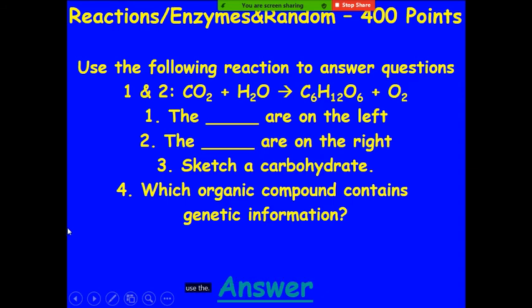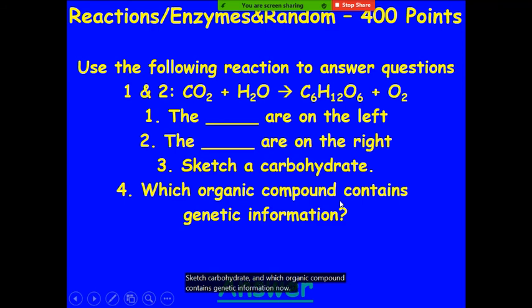Use the following reaction to answer questions 1 and 2. Carbon dioxide plus water goes to C6H12O6 and oxygen. So obviously this is the reaction for photosynthesis. The blanks are on the left. The blanks are on the right. Sketch a carbohydrate, and which organic compound contains genetic information.